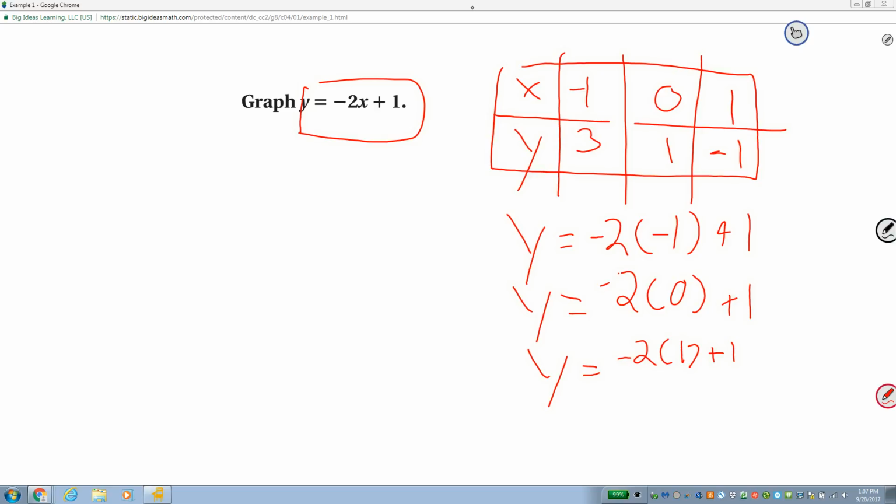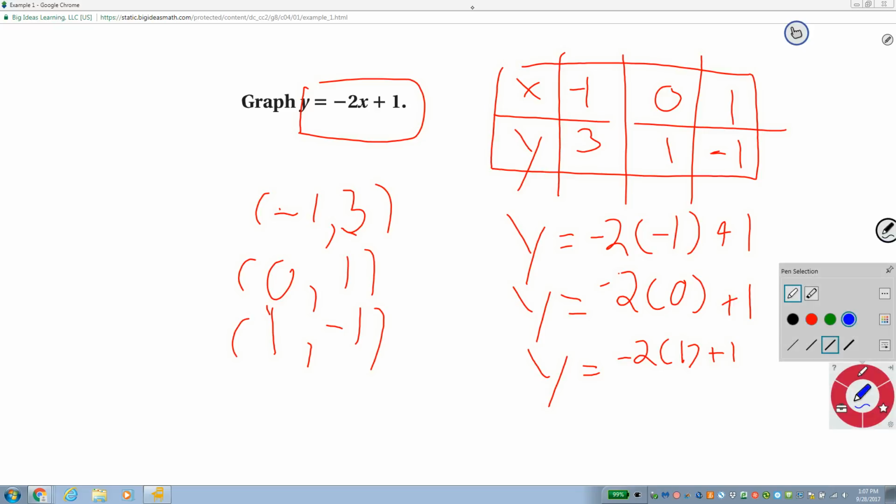So, from here, we have all our numbers at our table. I would put them into this form, a point form. So you have to put it in X and Y. So from here, you just read it like a book. You got -1, comma 3, 0, comma 1, and then we have 1, comma -1. So those are our points.